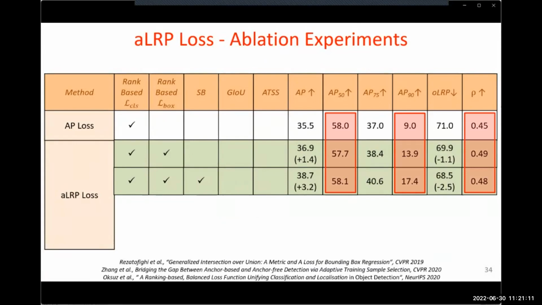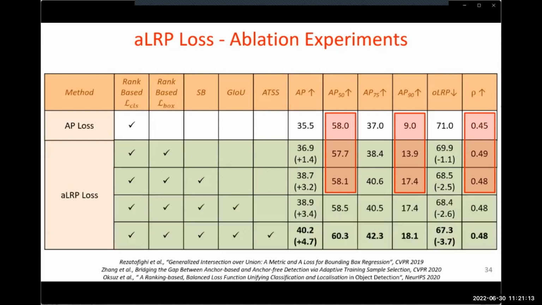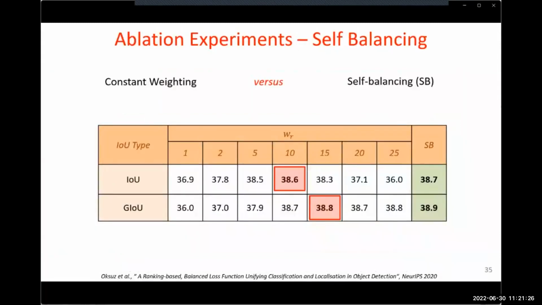In order to increase the model performance and decrease training time, using generalized intersection over union and adaptive training sample selection contribute around 5 points improvement over AP loss. Comparing the self-balancing mechanism with constant weighting shows that self-balance, without any additional hyperparameter, yields similar performance with constant weighting, which ends up with different scalars for IoU and GIoU.